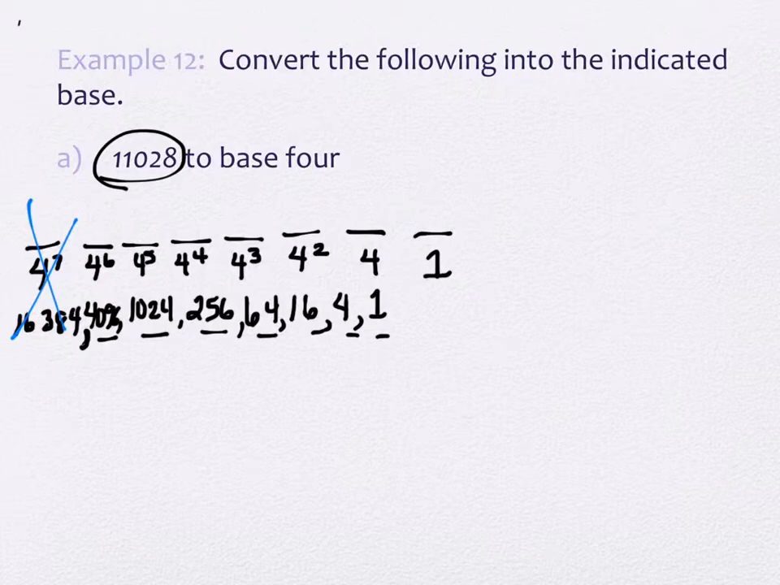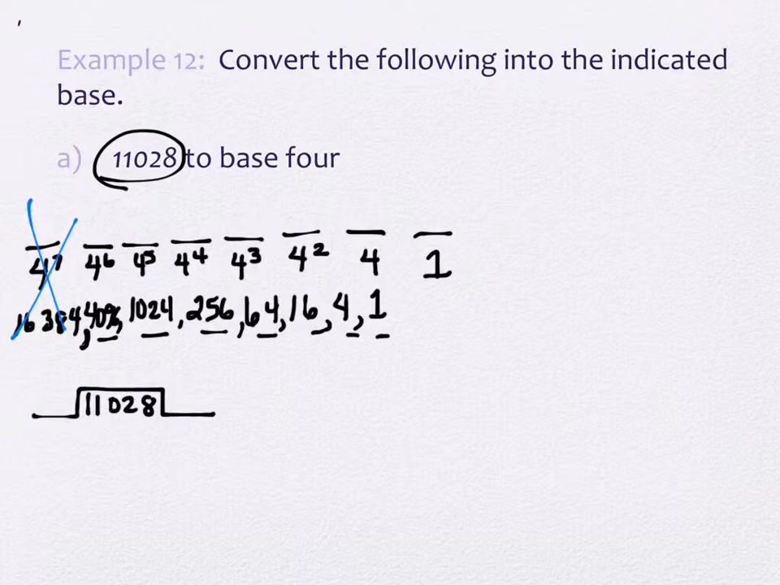So we're going to take the value we're starting with, which was 11,028, and we're going to put it under that top hat. And the value that's the biggest one is going to go on the outside. So this is 4,096. You're going to grab your calculator and you're going to divide 11,028 by 4,096. And what is the whole number part of that?